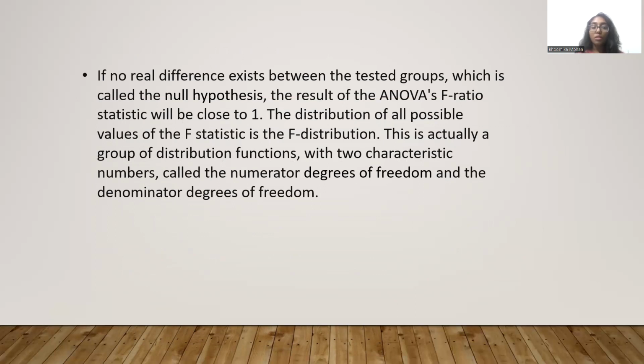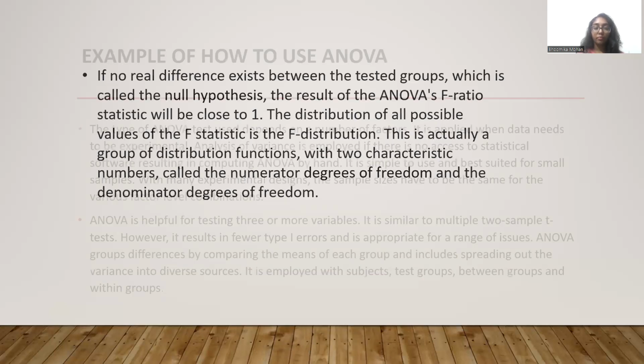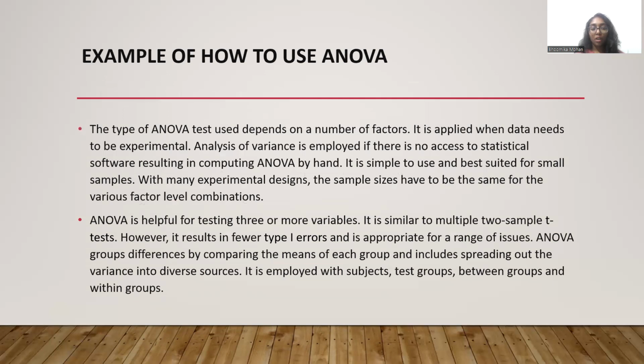The distribution of all possible values of the F statistic is the F distribution. This is actually a group of distribution functions with two characteristic numbers called the numerator degrees of freedom and the denominator degrees of freedom. Example of how to use ANOVA.